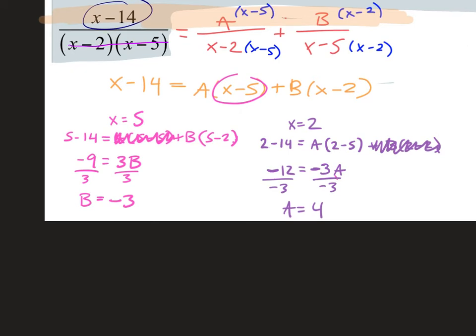All right, what do we have to do next? Plug it in. So we're plugging it into the red at the top. So we just plug in our a and our b. So we have 4 over x minus 2. And since this is a -3, instead of putting a plus in between them, we're going to do a minus 3 over x minus 5. So this is our answer.